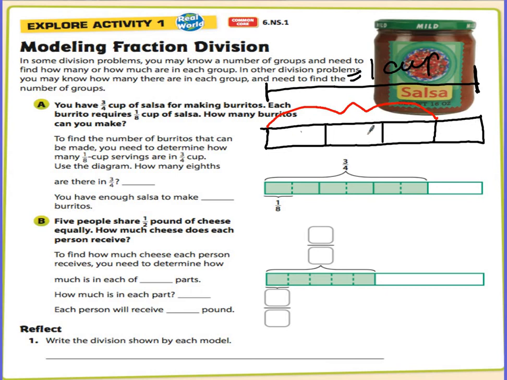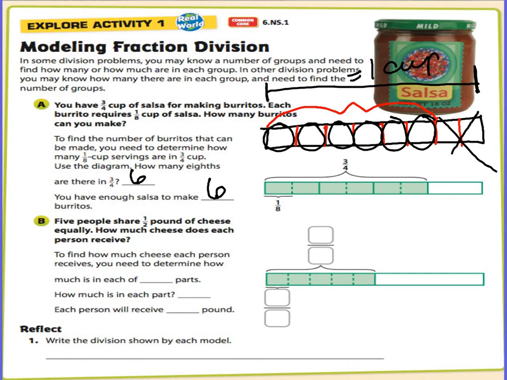So I have to look and see, okay, this whole thing, ignore the fact that these are fourths. Now I need to break this into eighths. So 1, 2, 3, 4, 5, 6, 7, and then there's 8. However, these I can't use because I only have 3/4 cup of salsa. So then here is 1 serving, 2, 3, 4, 5, 6. So there are 6 1/8 servings in 3/4 cups of salsa, so I can make 6 burritos.